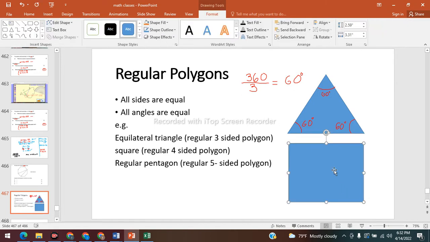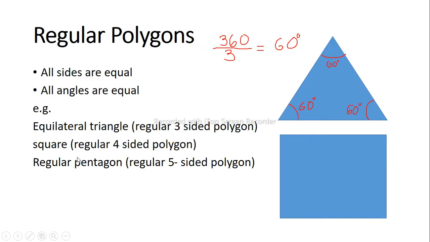How are we going to figure that out? Remember, all of them must be equal to each other. So how are we going to figure that out? The interior angle of this regular polygon. Divided by 4.